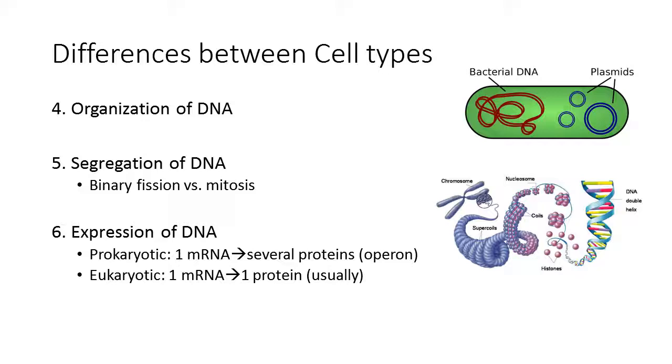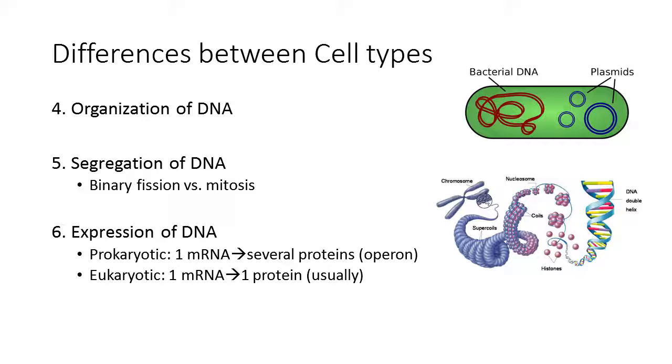The fifth criteria is segregation of DNA. So this bacteria cell, when it's ready to make a new bacteria cell, it's going to replicate everything, including its DNA, and then it's just going to divide right here down the middle. That's called binary fission. Versus mitosis, which is the process that our eukaryotic cells go through, which is a very specific way of partitioning the DNA into two different daughter cells.